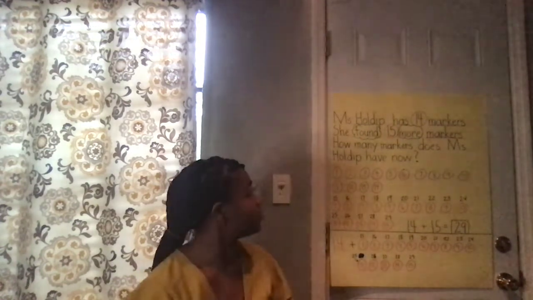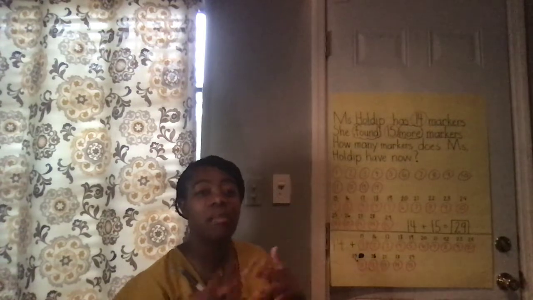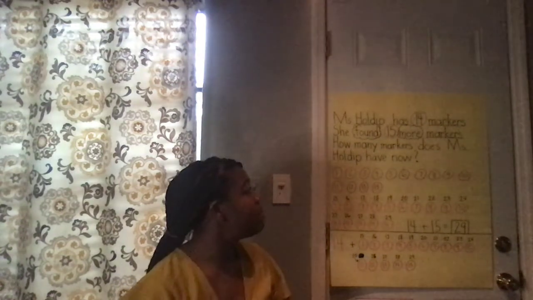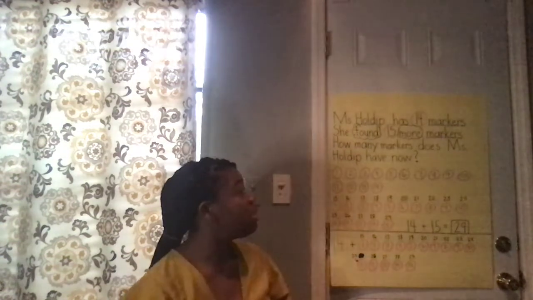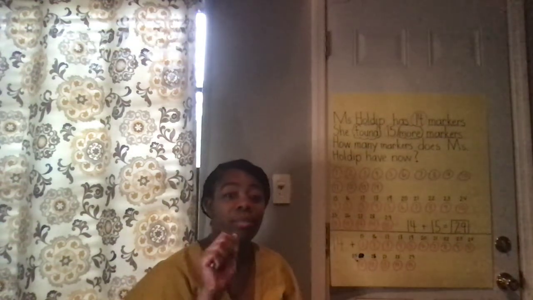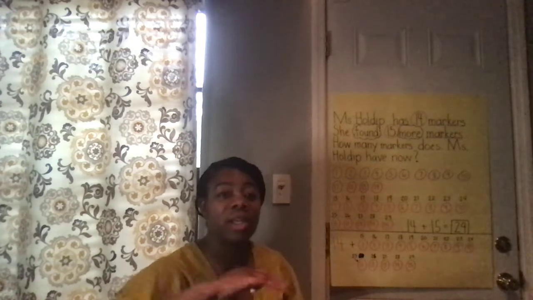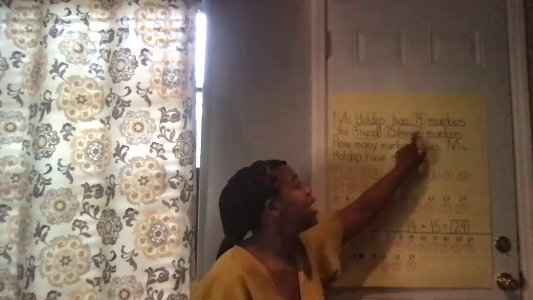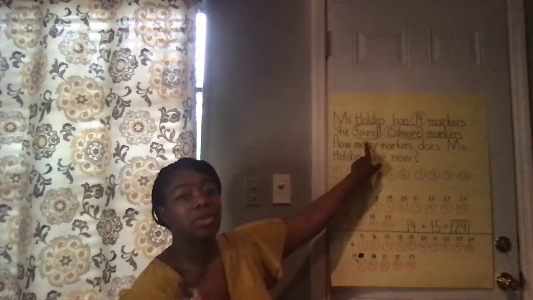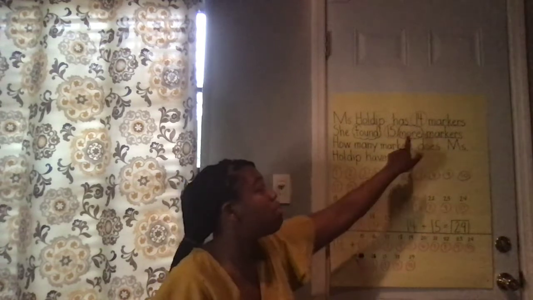Miss Holdup has 14 markers. She found 15 more markers. How many markers does Miss Holdup have now? Okay, so remember, when you mark up, you circle your numbers, you underline your unit, and you cloud your action if there is one. So if you look up here, you'll see that I circled the numbers 14 and 15. I underlined the word markers because that's my unit, and I clouded the action. So here you'll see I clouded found more.